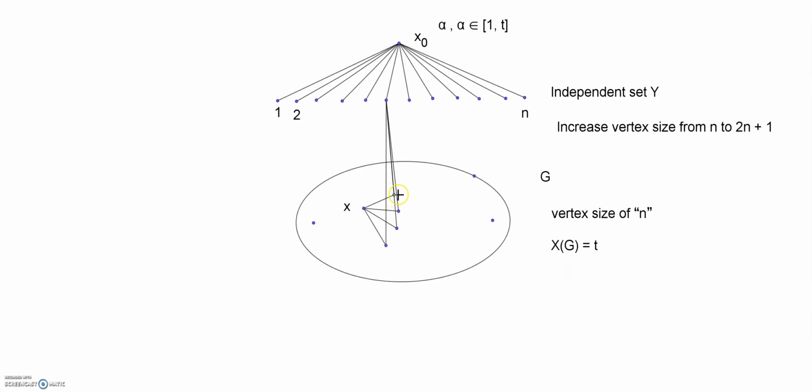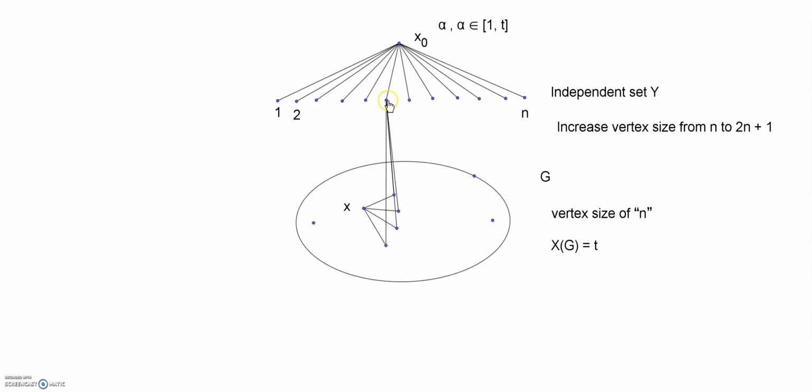So now that we've connected all the vertices that are located in the neighborhood of X to at least one of the vertices in the independent set Y, we can start defining some basic terminology here. This vertex in the independent set Y we call the mate of the vertex X in the original graph G. They are mates because they are not adjacent.